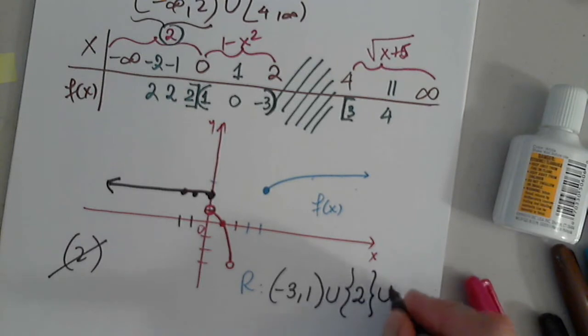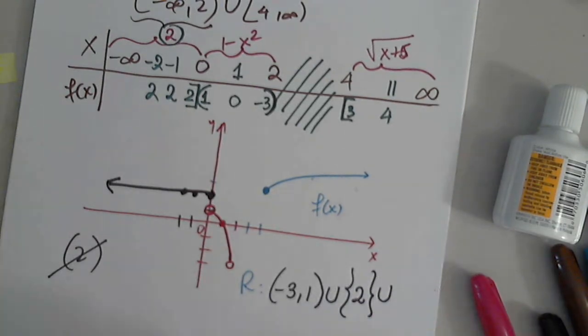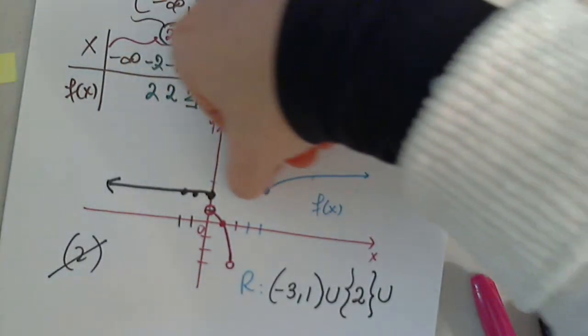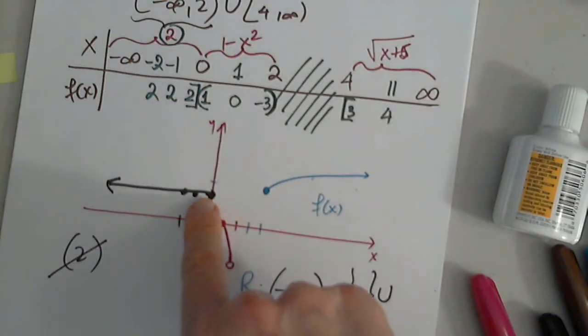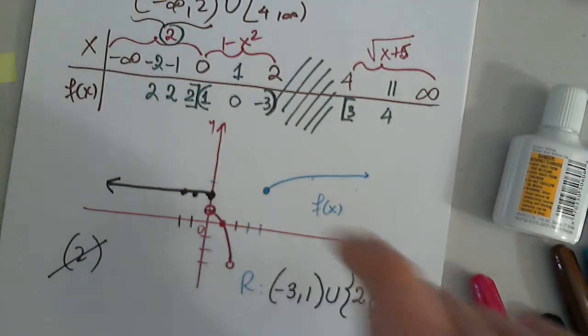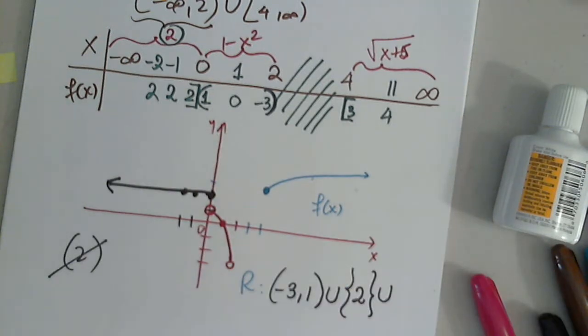And now union, again, there is a gap. There is a gap here. And the gap is between 2 and 3. So union 3 to infinity. Again, this is not a trivial situation.